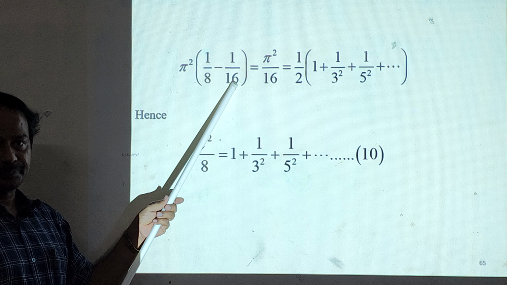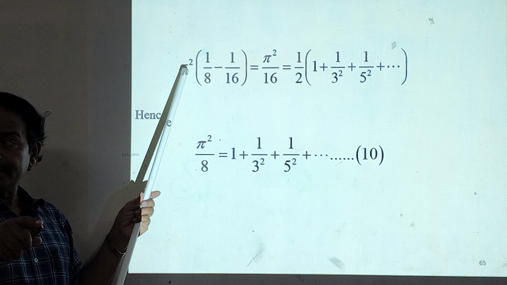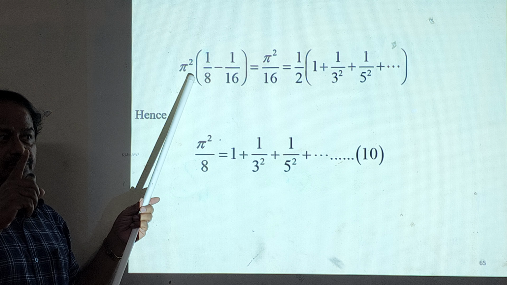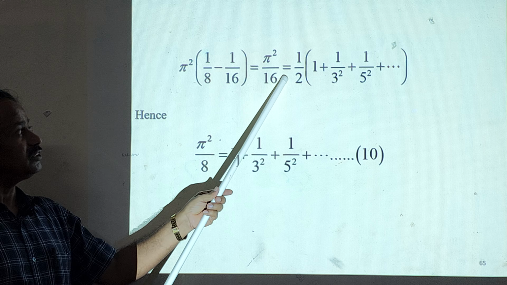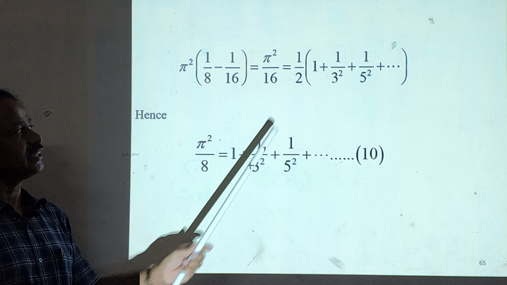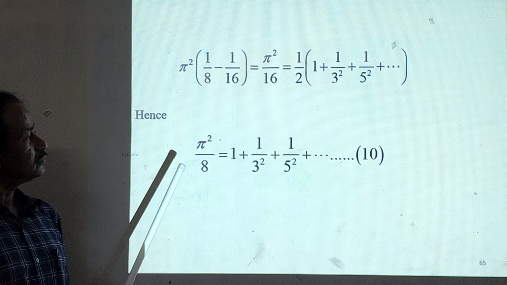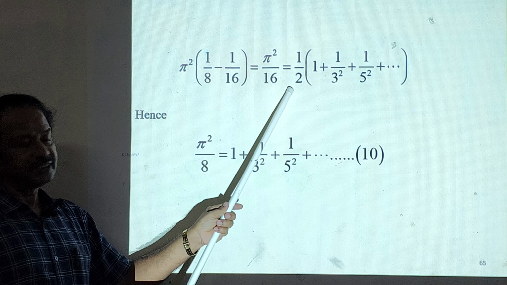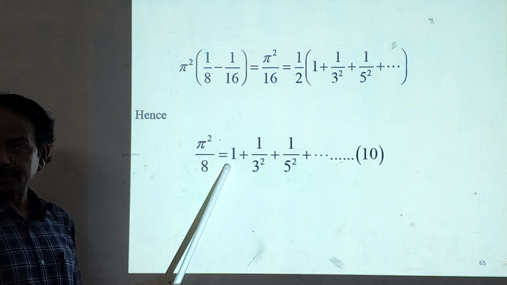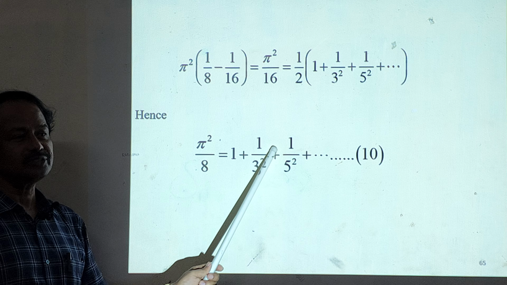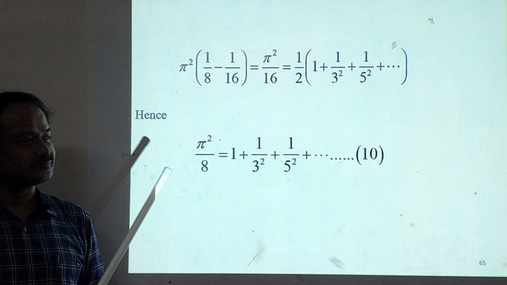I can take the LCM. So this becomes 2 minus 1 divided by 16. 2 minus 1 is 1, so 1 divided by 16. So pi squared by 16 is equal to the right hand side, 1 by 2. These 2 and 16 will get cancelled. This becomes pi squared by 8, which is equal to 1 plus 1 by 3 square plus 1 by 5 square and so on. This is the required answer.